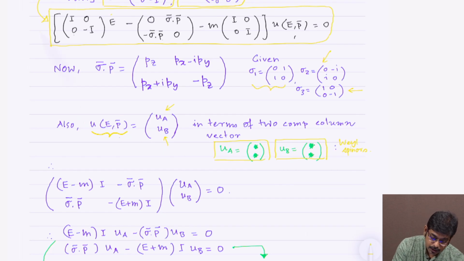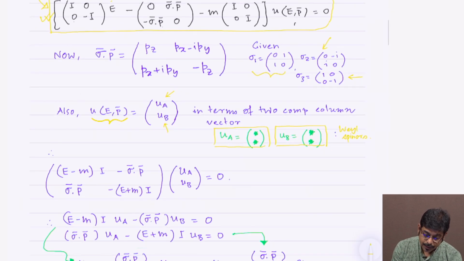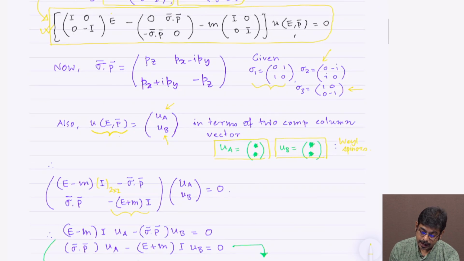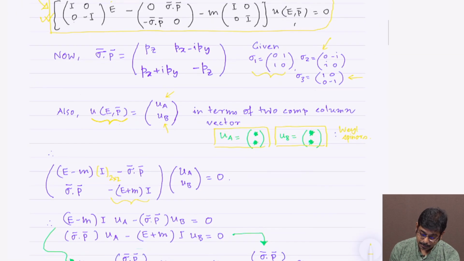So, from this equation you see that the diagonal entry is E minus m times I, where this I is essentially a 2 cross 2 identity matrix, and the off-diagonal entry is minus sigma dot p. On this side you have sigma dot p, and on this entry you have minus of (E plus m) I, and that acting on (uA, uB), which is actually the u(E,p), is equal to 0. So, this is how exactly we can rewrite the Dirac equation from the above one.